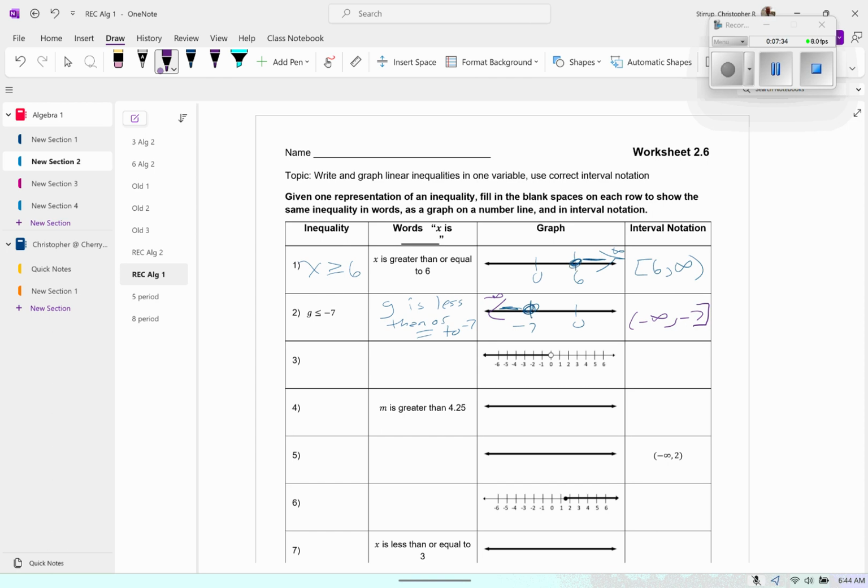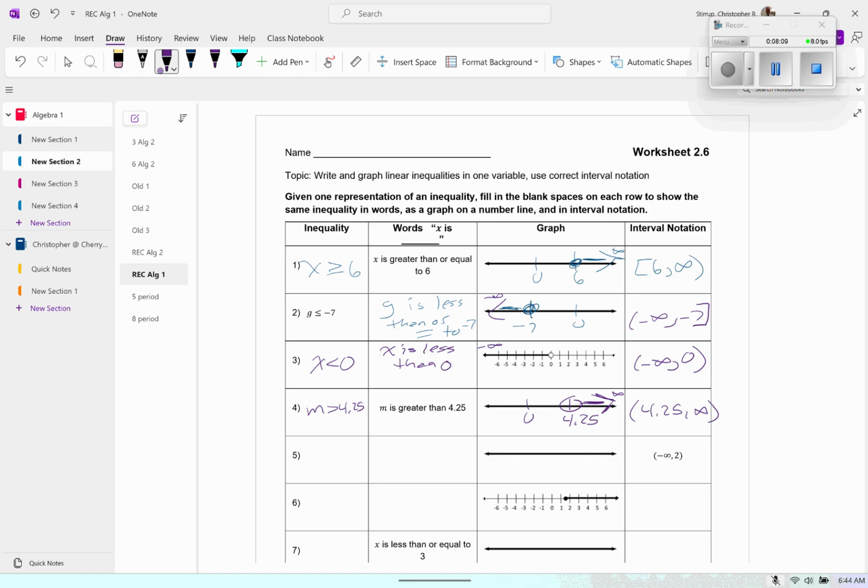This one looks like x is less than 0. So x is less than 0. And so that's pointing to -infinity. So reading it left to right, -infinity to 0, soft bracket. This is m is greater than 4.25. So 0 here. 4.25 is to the right of 0. So we have an open circle pointing to infinity. So this is going to go from soft bracket 4.25 to infinity.